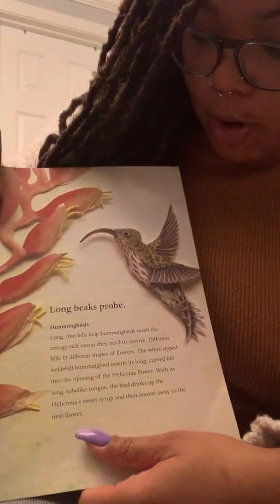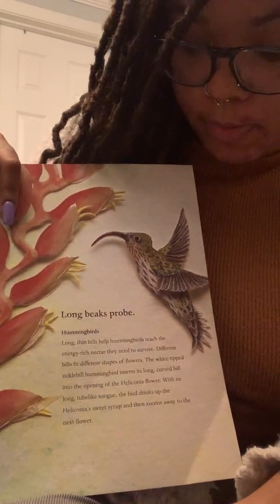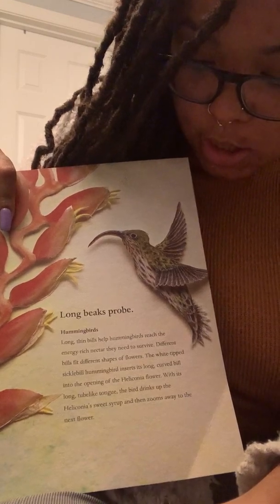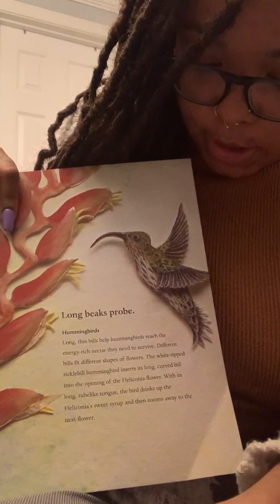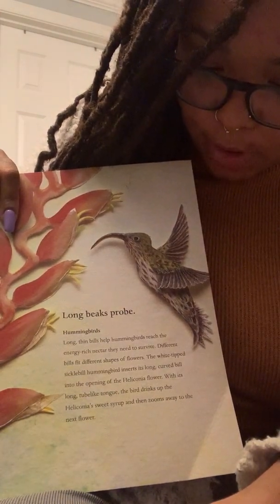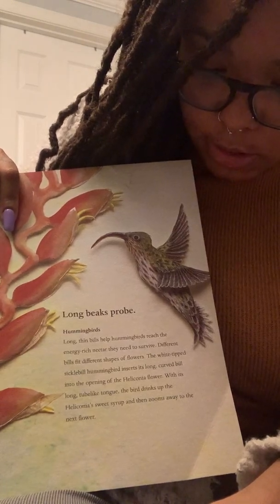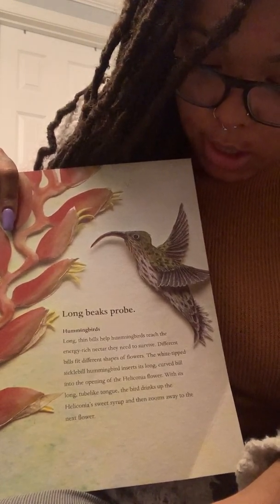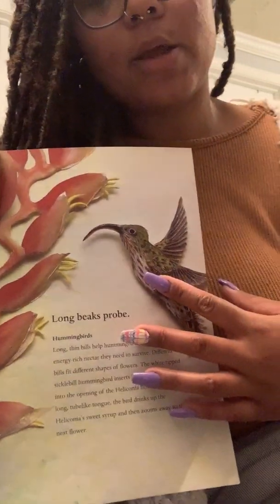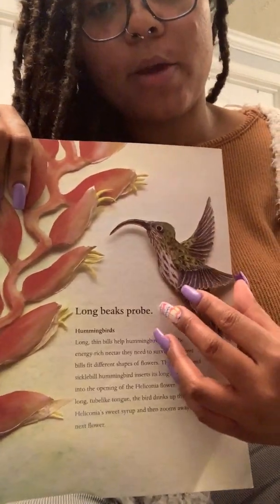We also learned about the hummingbird's beak, and the hummingbird's beak is long like a probe. It says, long, thin bills help hummingbirds reach the energy-rich nectar they need to survive. Different bills fit different shapes of flowers. The white-tipped sickle-billed hummingbird inserts its long, curved bill into the opening of the heliconia flower. So I'm going to stop right here because those are a couple ideas and details of something you could write about in your informative paragraph.